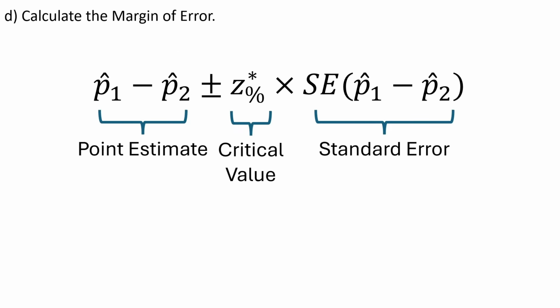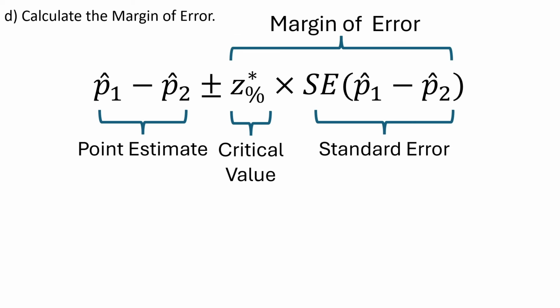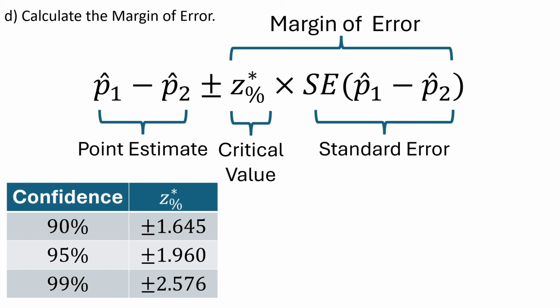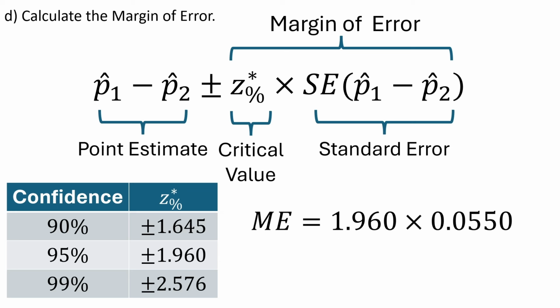Next, we'll calculate the margin of error. And so just a reminder, that margin of error is the product of the critical value times the standard error. The critical value, of course, comes from a table. You're going to have a table written on your formula sheet. In this case, it's a 95% interval, and so the critical value is 1.96. And so the margin of error is 1.96 times 0.055.